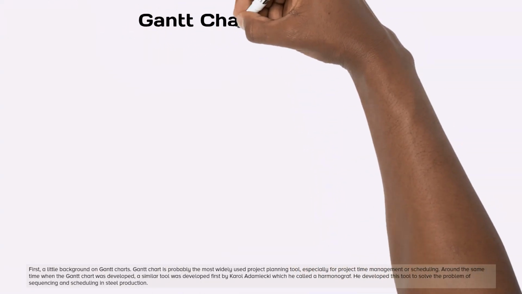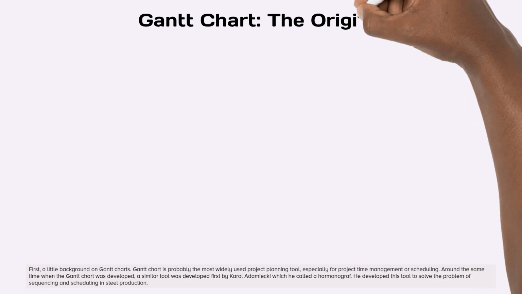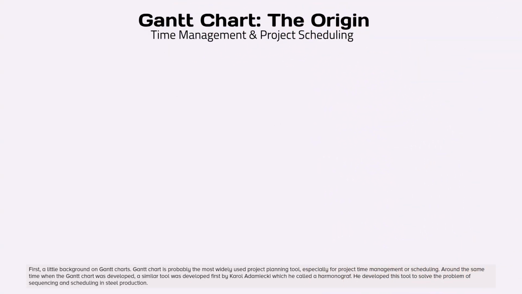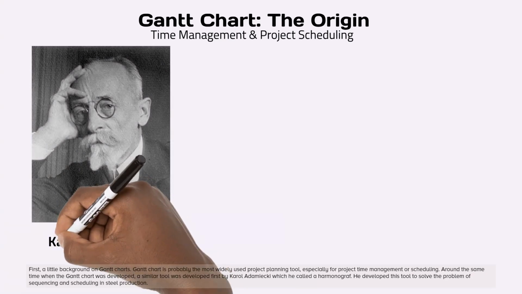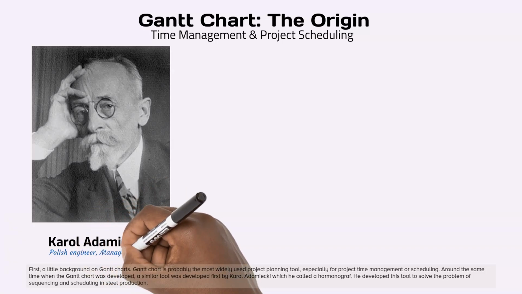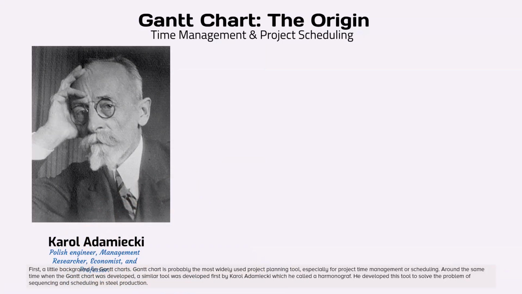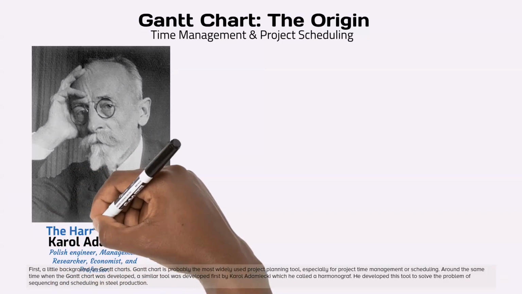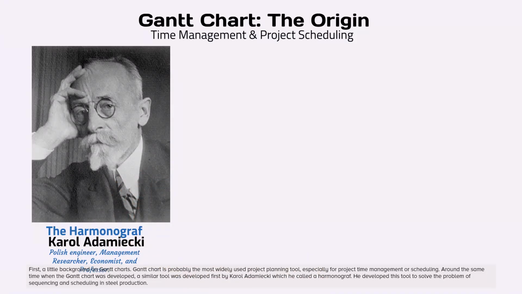First, a little background on Gantt charts. The Gantt chart is probably the most widely used project planning tool, especially for project time management or scheduling. Around the same time when the Gantt chart was developed, a similar tool was developed first by Karol Adamczyk, which he called a harmonograph. He developed this tool to solve the problem of sequencing and scheduling in steel production.